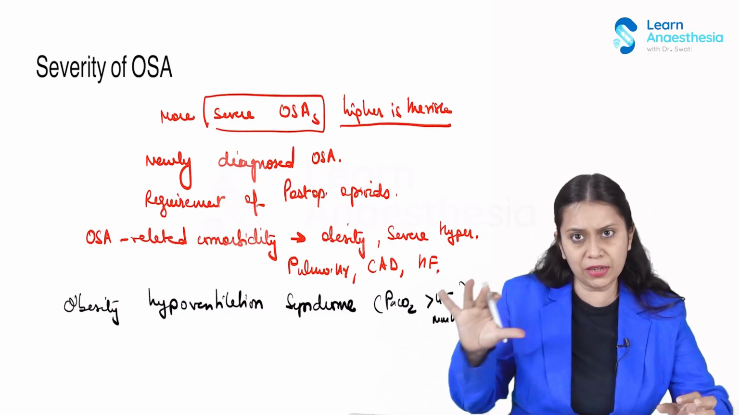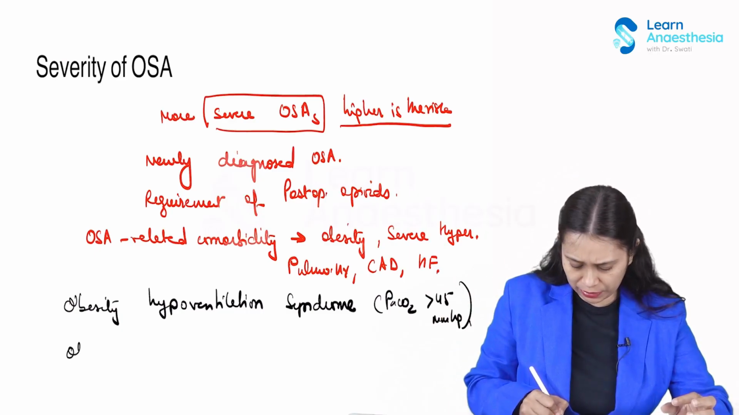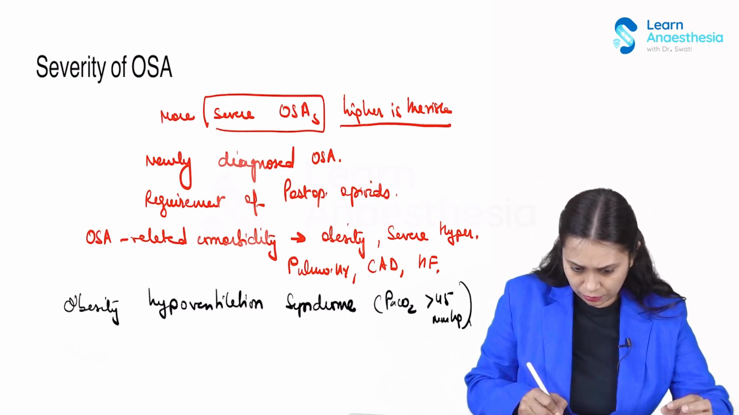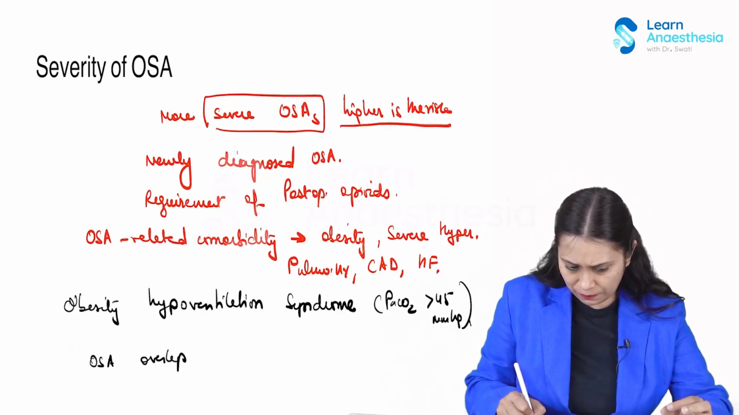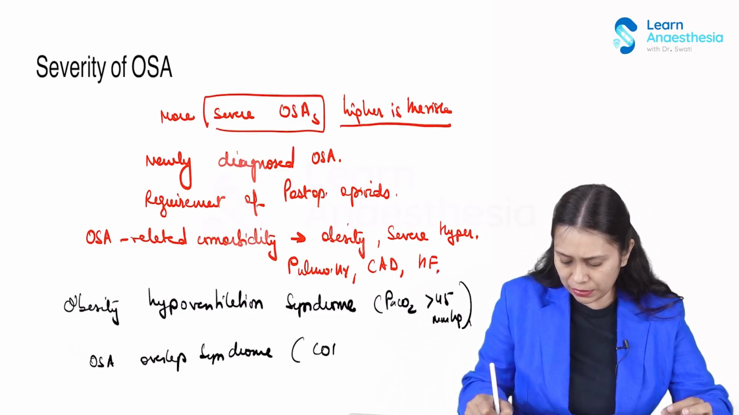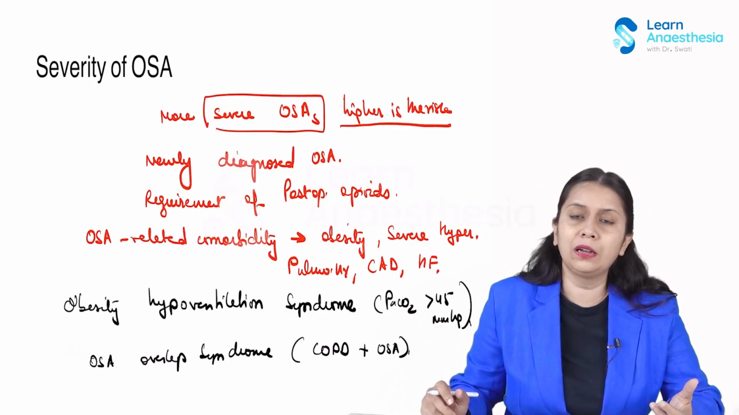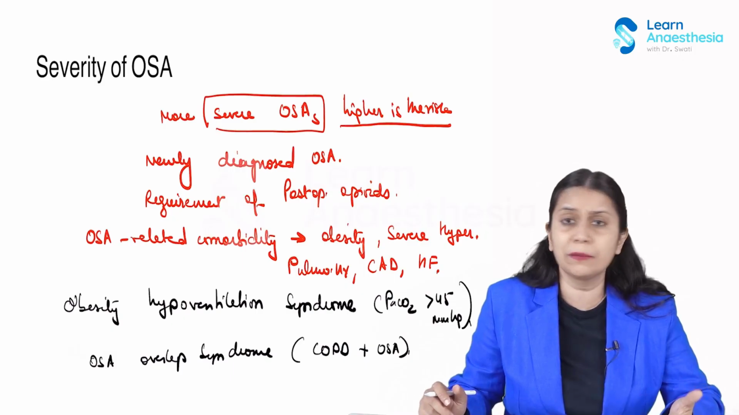So, these are the terms that you need to be aware of. OSA overlap syndrome. In this, patient will have COPD with OSA, right? So, all this would increase the chances of risk in these patients.